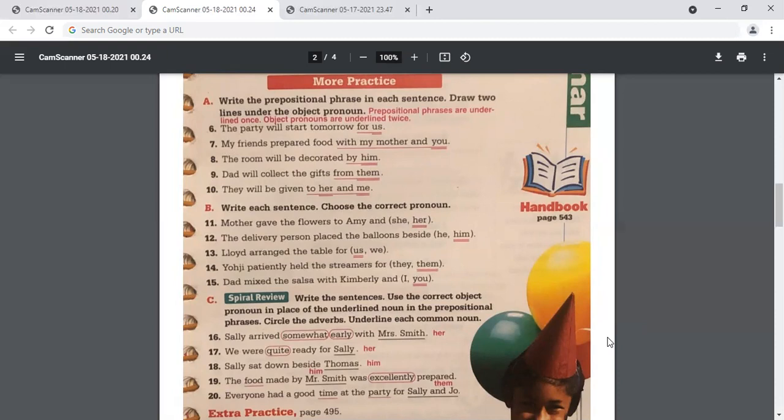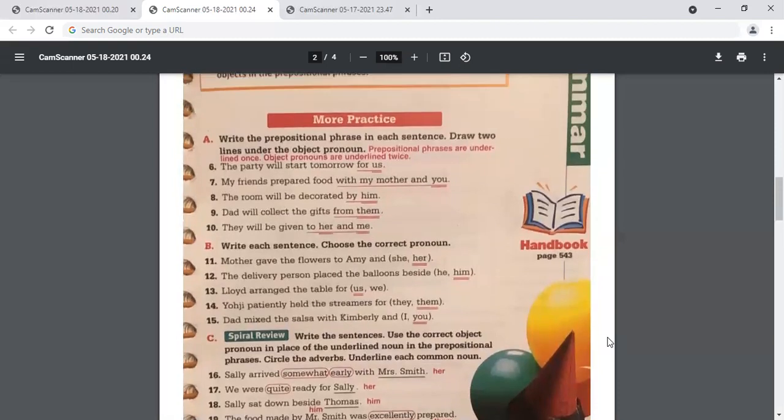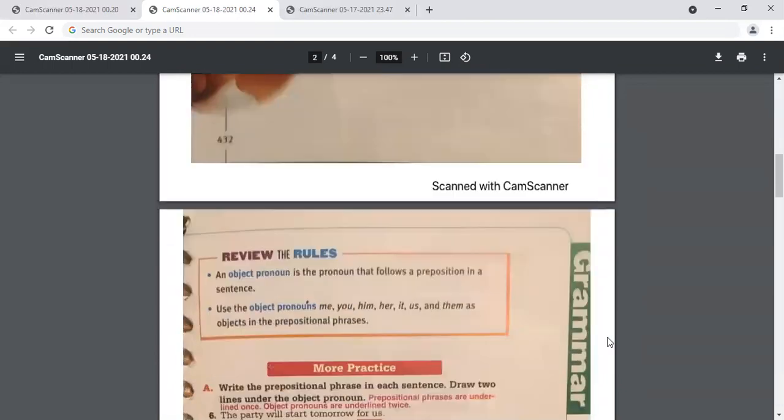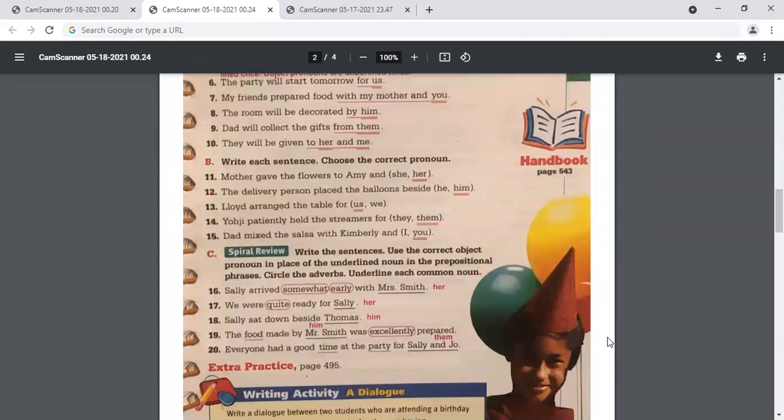In part B, we're going to write the sentence, choosing the correct pronoun to complete the sentence. Number 11, mother gave the flowers to Amy and she or her. So how do we know which pronoun should be used here? We know this lesson, of course, is about object pronouns, but also looking at the sentence, here we must use an object pronoun. We can never use a subject pronoun here in the sentence, right? So what are the object pronouns? Let's look at them again. So we have me, you, him, her, it, us, and them. Okay, anything else is incorrect in this case because we need an object pronoun in this sentence.